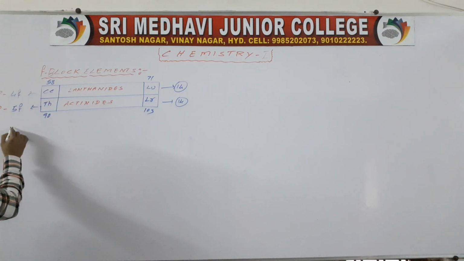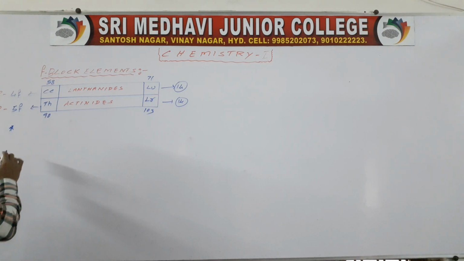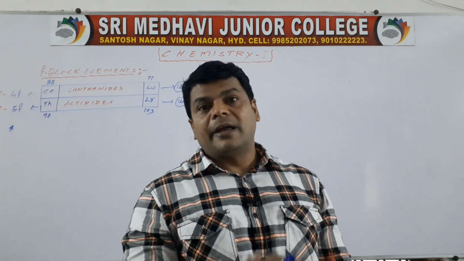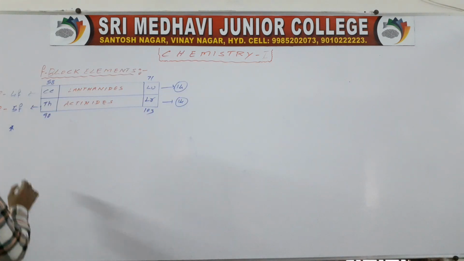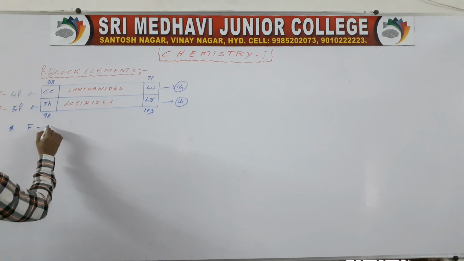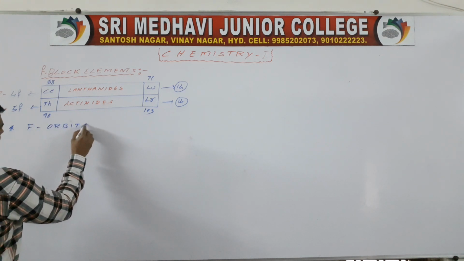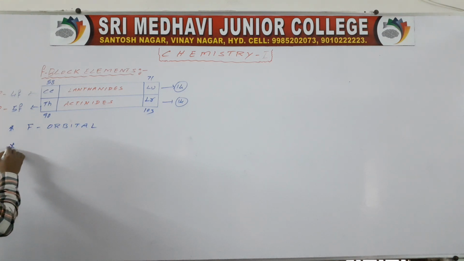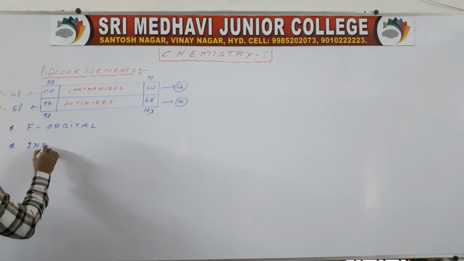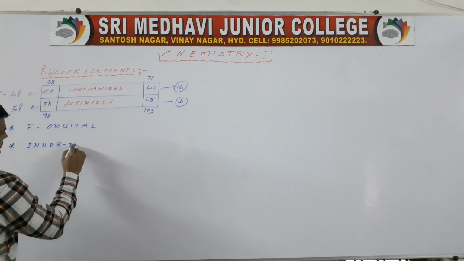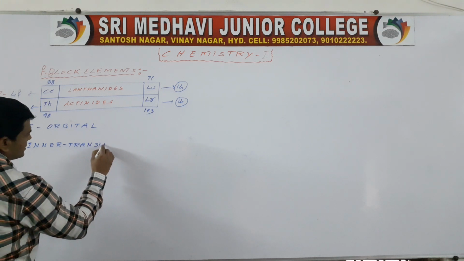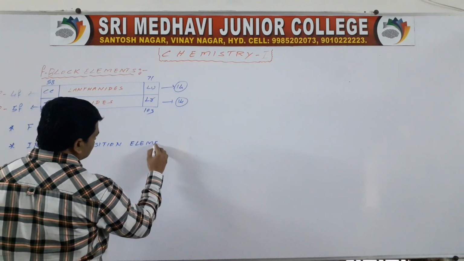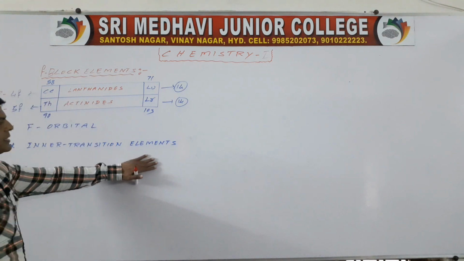I am going to explain it point-wise. The first point: the valency electron enters into the F orbital, these are called F block elements. These are also called inner transition elements.